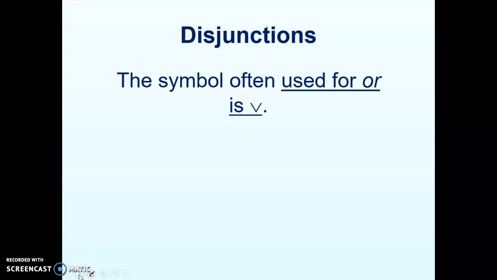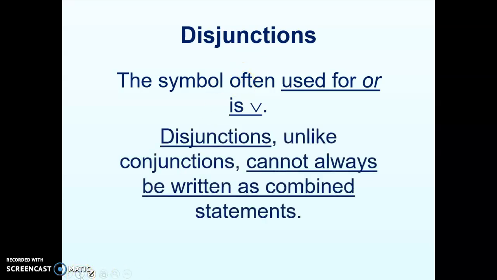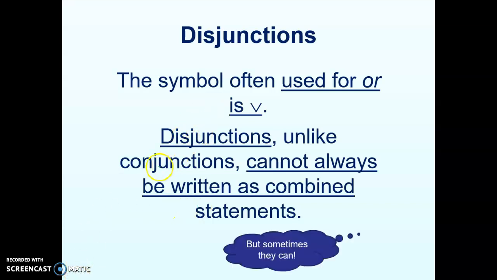The symbol used for disjunctions, and you've seen me use it already, for or, is the symbol that looks like a V. Disjunctions, unlike conjunctions, cannot always be written as combined statements. With conjunctions, we could write it as one statement. Disjunctions are not always the case, although sometimes they are.